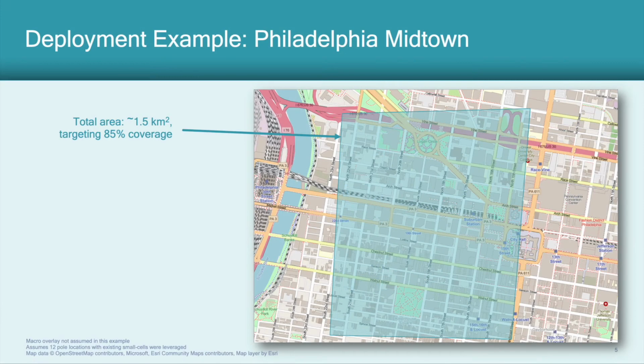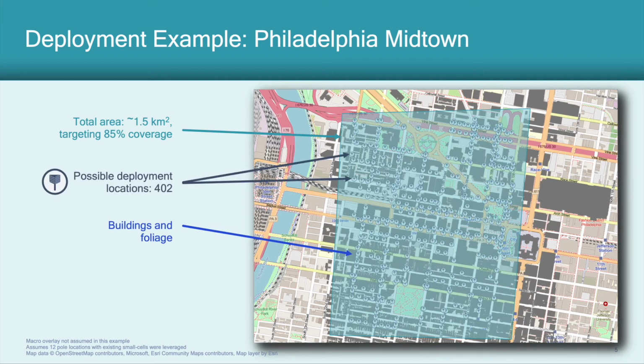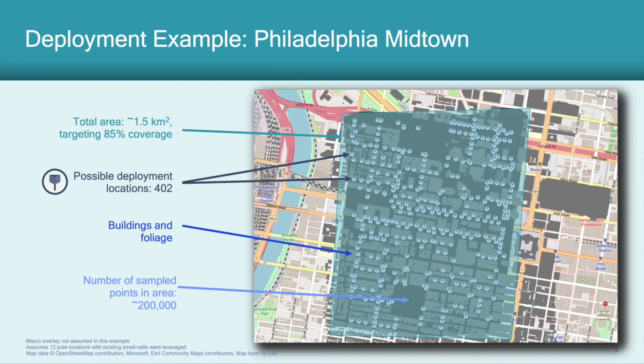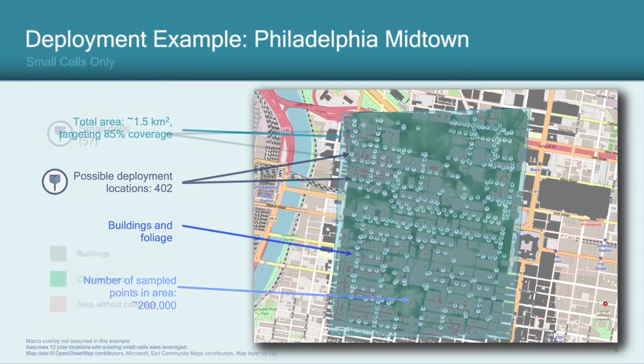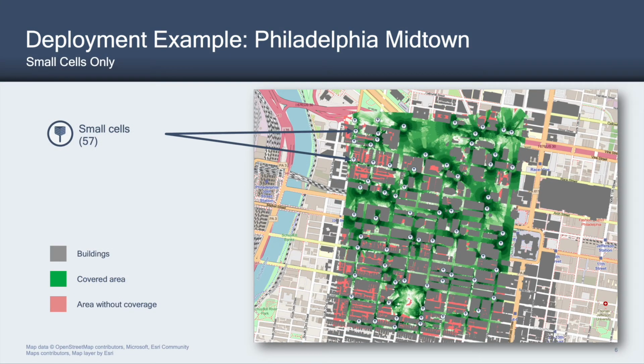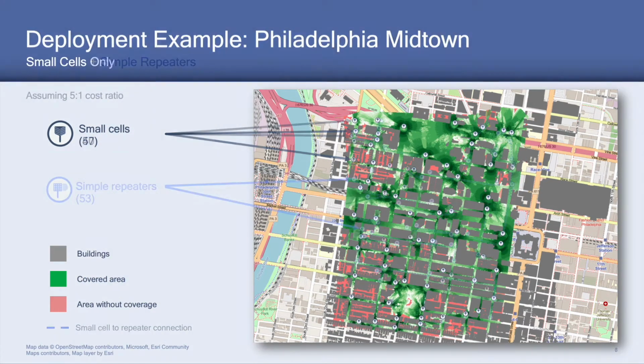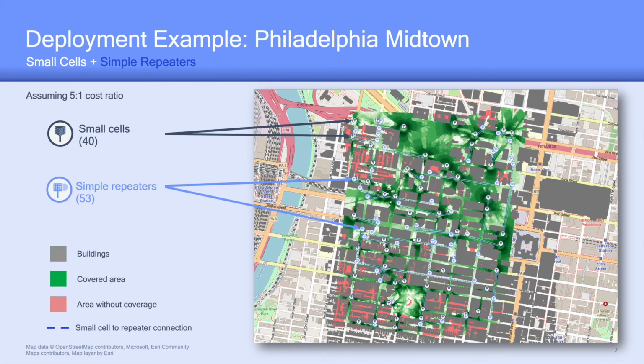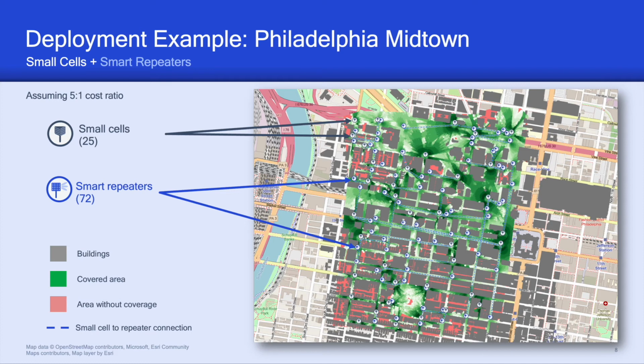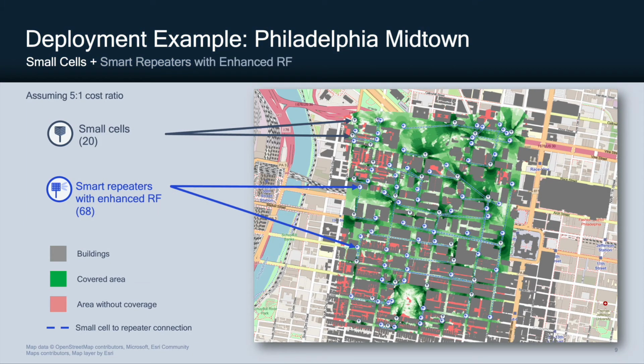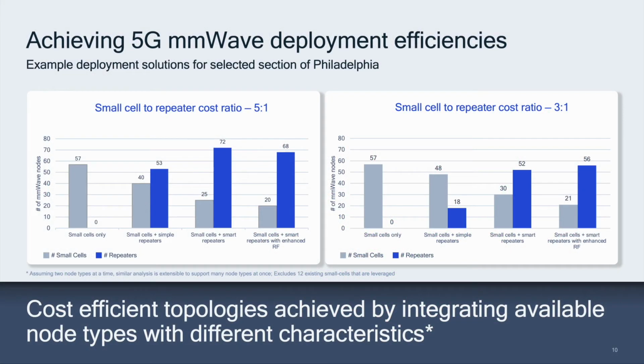Here we see an outdoor coverage design for an approximately 1.5 square kilometer area of downtown Philadelphia. We can specify design constraints such as types of mmWave infrastructure available, from small cells and IAB to simple and smart repeaters, their cost ratios, and the level of coverage desired. Our approach then jointly determines optimum locations and the type of node to deploy at each selected location based on these constraints.